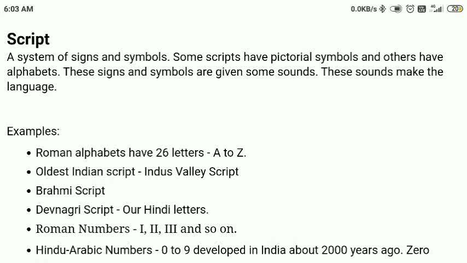The signs and symbols are given some sound. Whenever we are speaking, we are making some sound, and that particular sound is related to alphabets or letters. That is how we are able to create words. Using these sounds we create words, and those words are used in any language. So script is the base for any language.